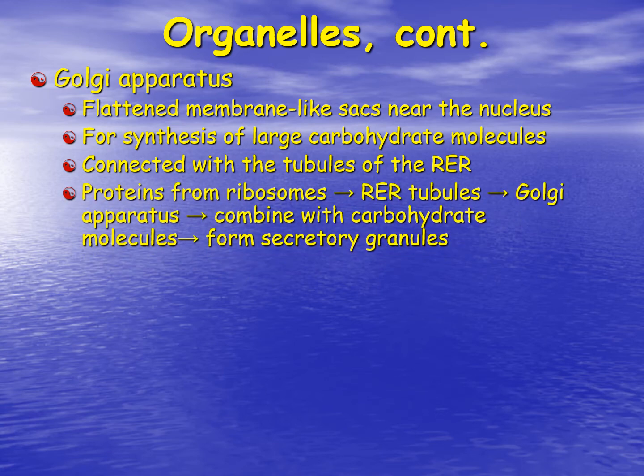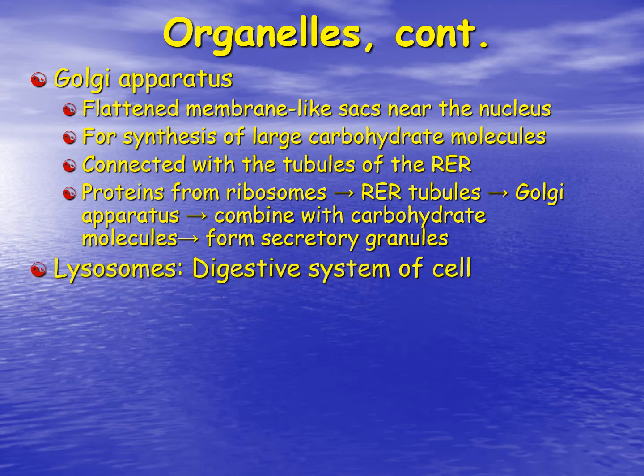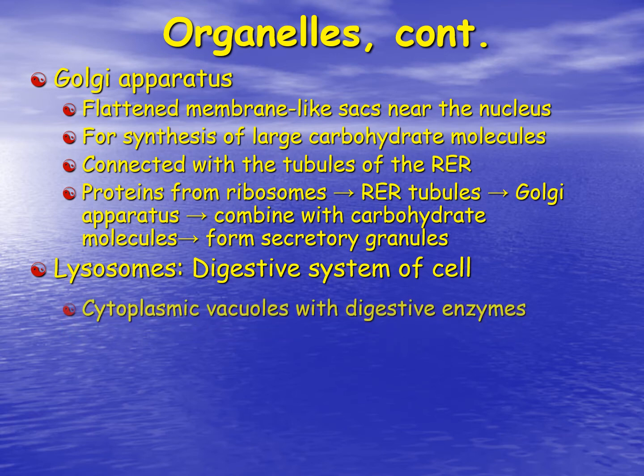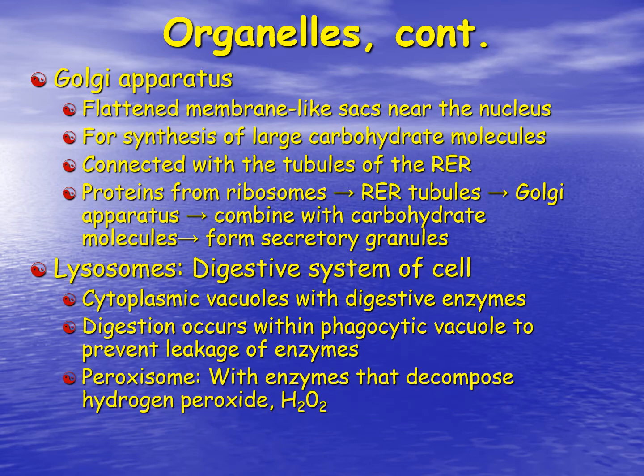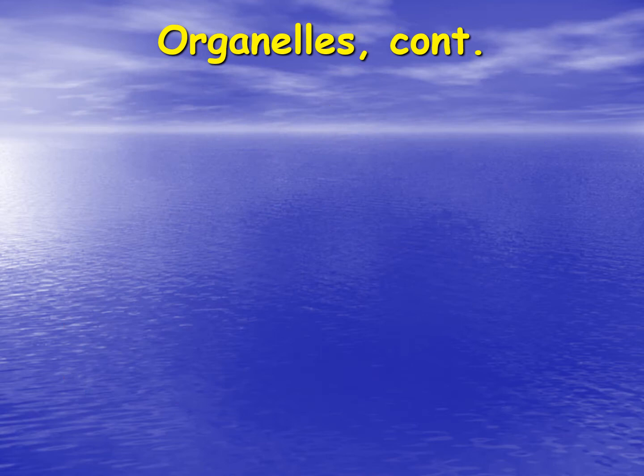And so the proteins made at the ribosomes will travel down the rough ER into the Golgi apparatus, will be combined with carbohydrate molecules, and then part of the membrane of the Golgi will pinch off to form secretory granules. Lysosomes are the digestive system of the cell. It's been known as the suicide packet because the lysosomes contain digestive enzymes that could, if we lose the lysosomal membrane, auto-digest the cell. Peroxisomes are really a specialized lysosome that contains enzymes that decompose hydrogen peroxide.